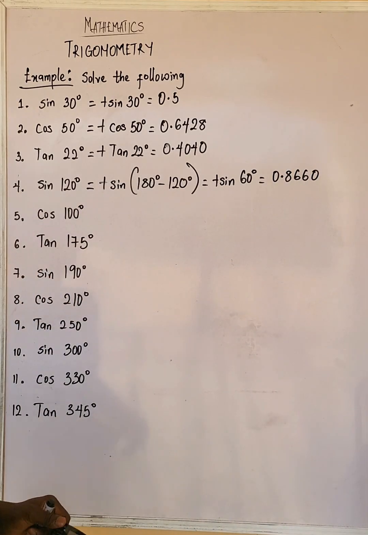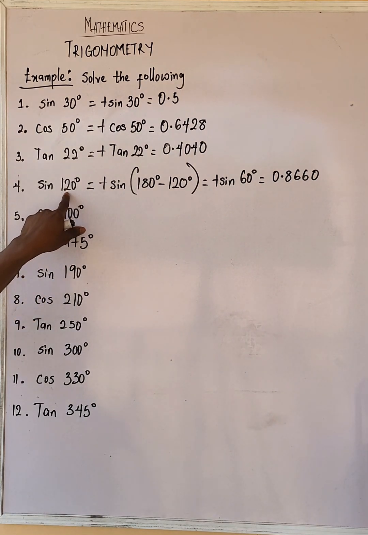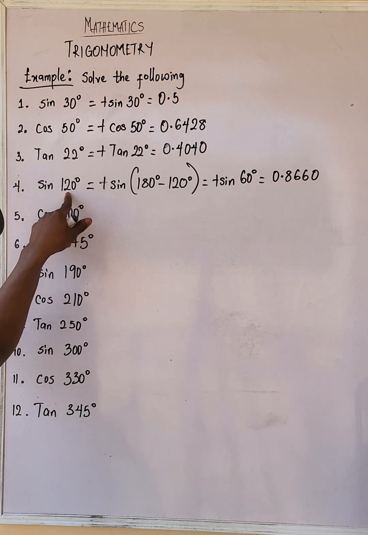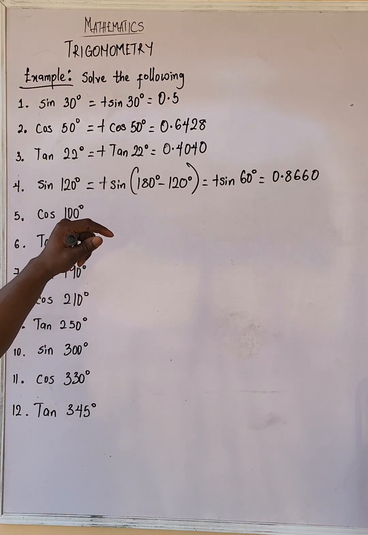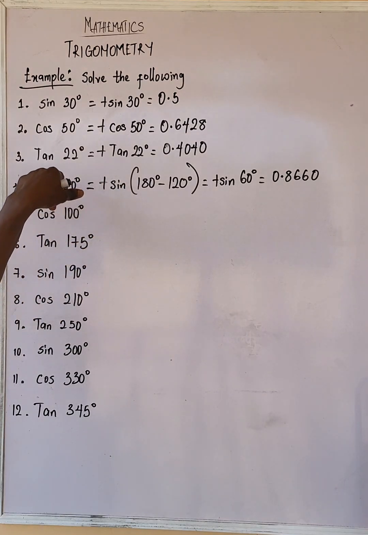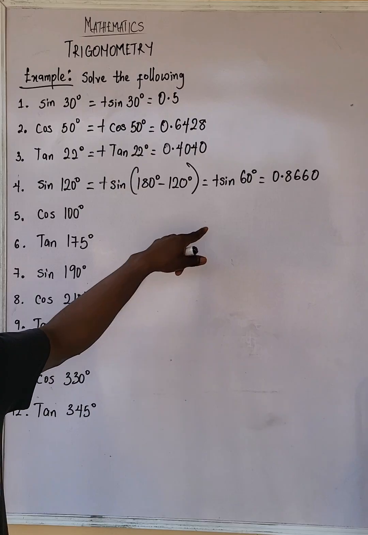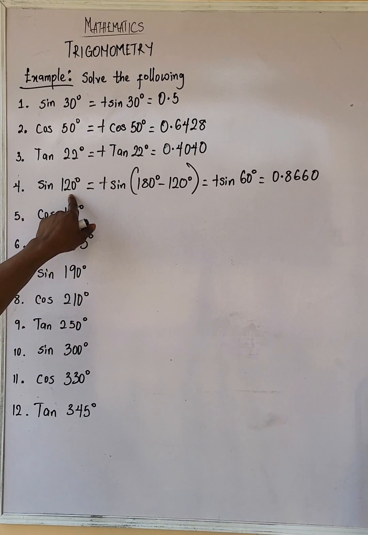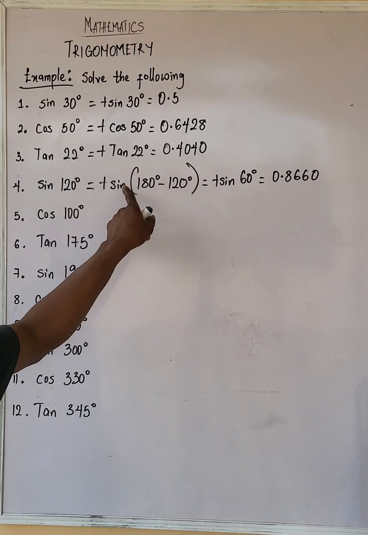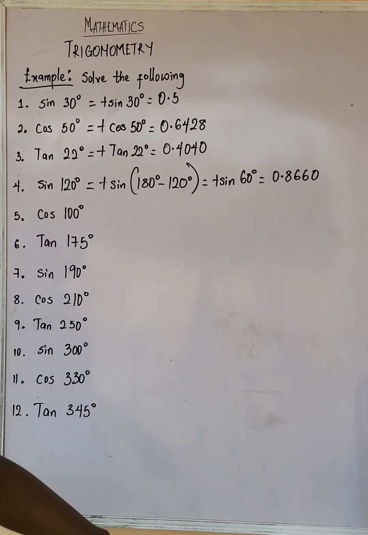Do you understand? So the first thing you have to look at is the angle. It falls on which quadrant? The second quadrant. And what's positive on the second quadrant? Sine, so it's still positive. Then how do you get the angle? You say 180 minus that angle, that's 180 minus 120. That's plus sine 60 degrees. And that's how we have it.